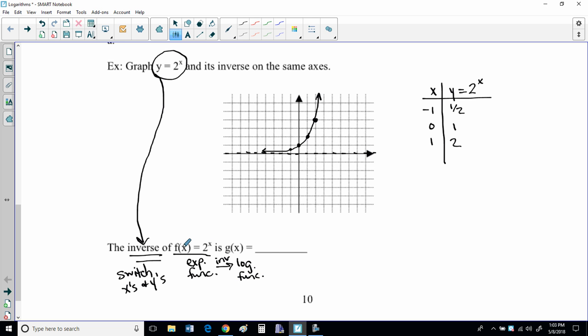So this is y right here. This is y equals 2 to the x. So this is going to be log base 2. The base stays base. Now, the output becomes the input, and the input becomes the output.